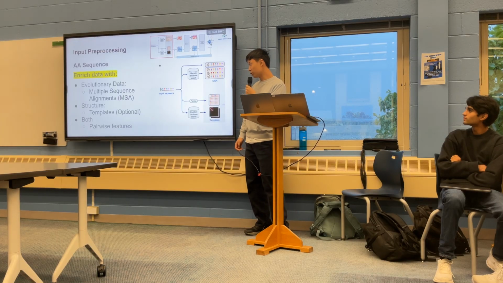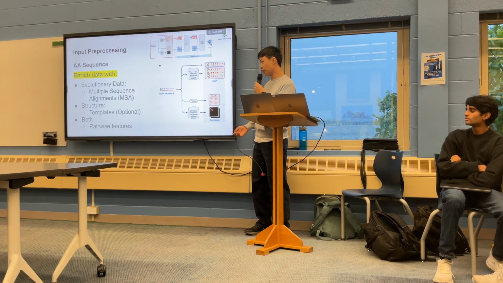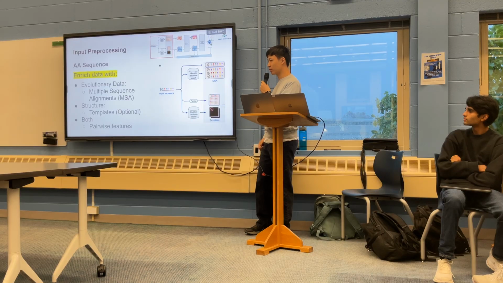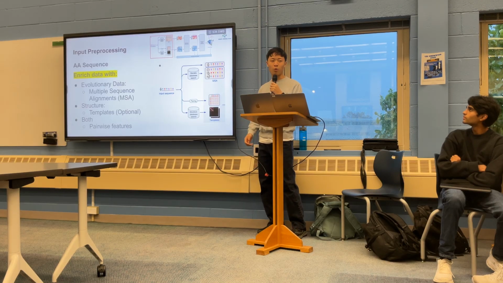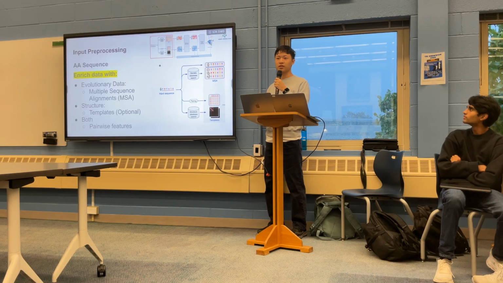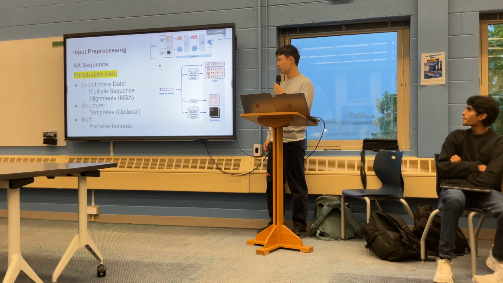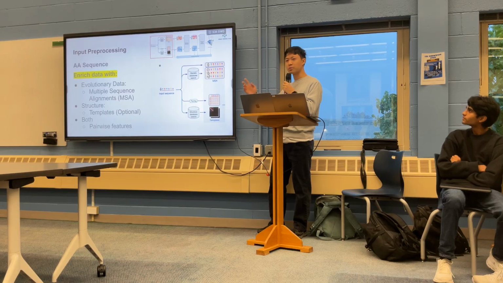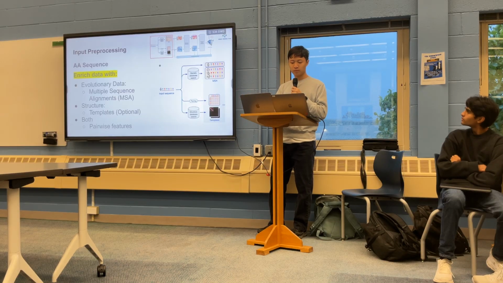Finally, we try to combine structural and evolutionary features to make a pairwise matrix. This pairwise matrix compares certain features of amino acids. For example, one feature is amino acid distance, so how far two amino acids are located from each other in the chain. So amino acid 1 has a distance of 3 from amino acid 4.